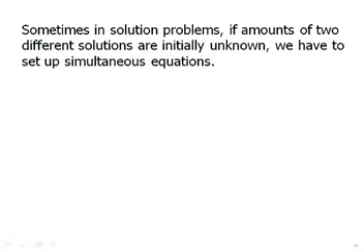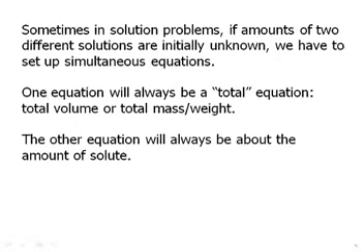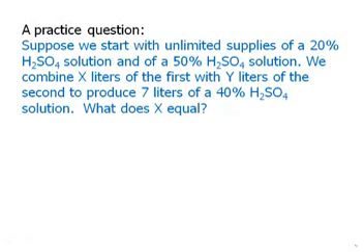Sometimes in solution problems, if amounts of 2 different solutions are initially unknown, we have to set up simultaneous equations. This is probably the most popular solution problem type that you'll see on the test. One equation will always be a total equation, that is the total volume or the total mass or weight. The other equation will always be about the amount of solute. So those are the 2 equations you're always going to set up, and once you have those 2 equations, you use the techniques for simultaneous equations. Here's a practice question. Pause the video and then we'll talk about this.